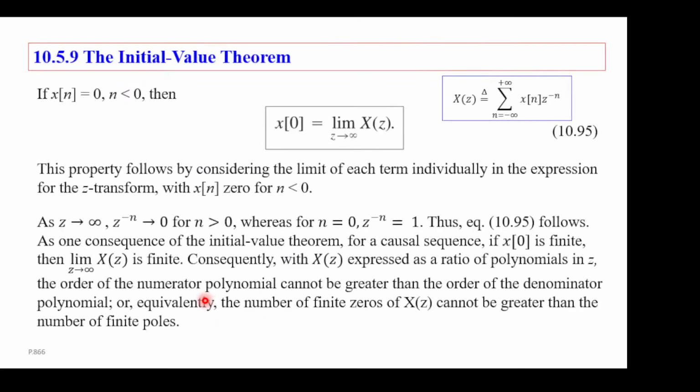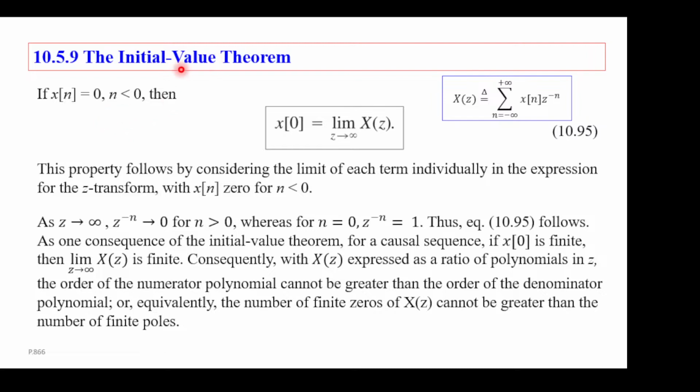And finally, I think this is the last property. We have our initial value theorem, and it will also look different. It now has an even simpler form than what we had in the Laplace transform. It just says the initial value x of 0 equals the limit of X of z as z goes to infinity. But we have the same condition, so we also need x of n equals 0 for n less than 0.